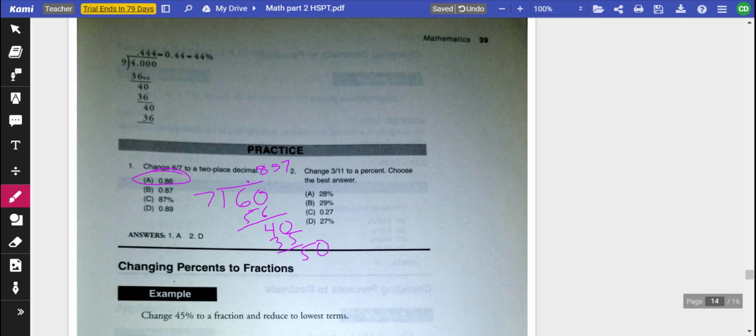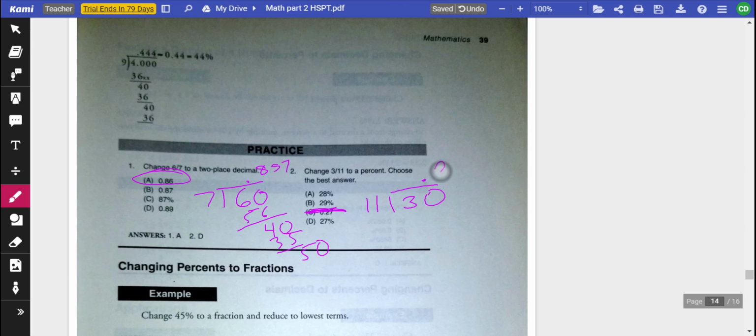Then here they ask us to change 3/11 to a percent. Choose the best answer. Okay, so choose the best answer kind of tells me we're rounding because it's not going to work out evenly. So just keep that in the back of your mind. And then secondly, this is not a percent. So C is gone. C is not an option. So then 11 goes outside the box. 3 goes inside our box. We're going to put our decimal point. We're going to borrow a place value so we can divide.